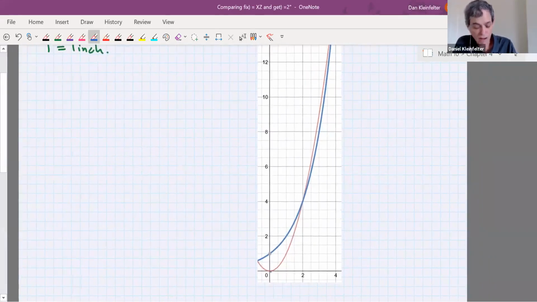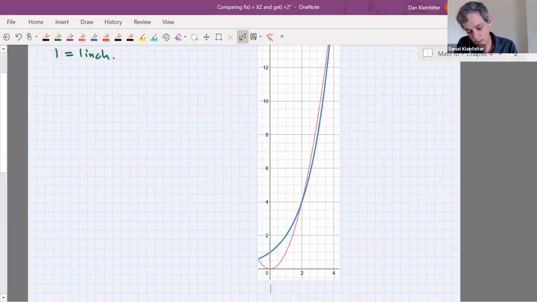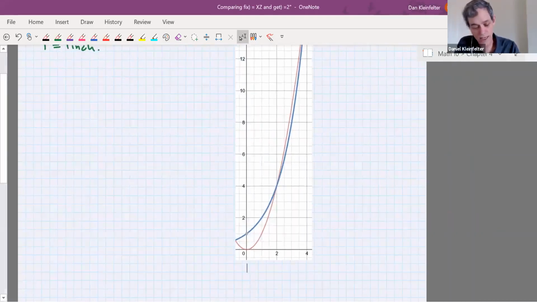Of course, the parabola graph passes through 0, 0, where the exponential graph passes through 0, 1. They both will pass through the point 2, 4, and then they both just go up from there. So I wanted to look further at how those graphs actually will go.